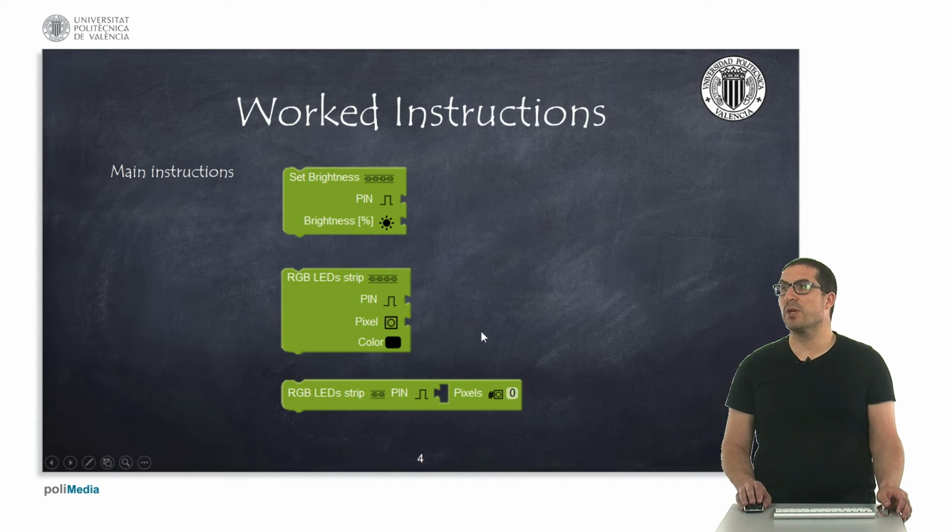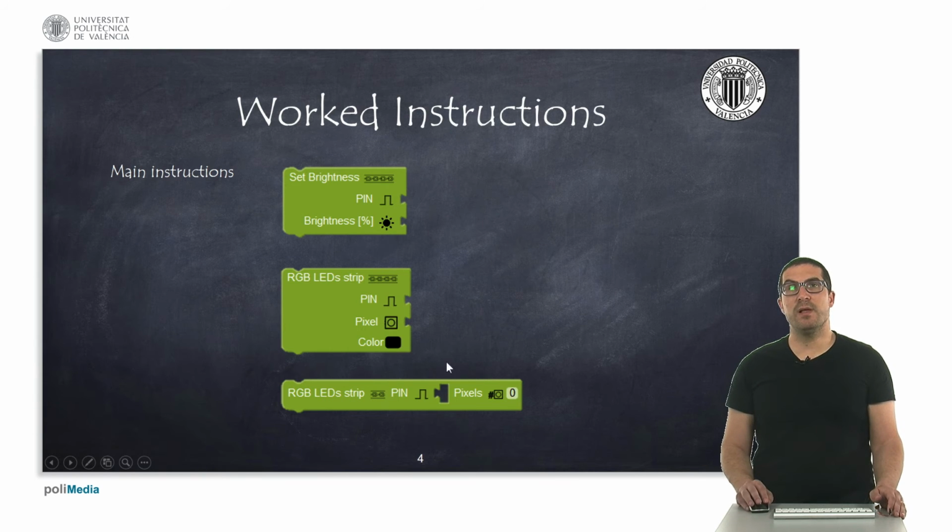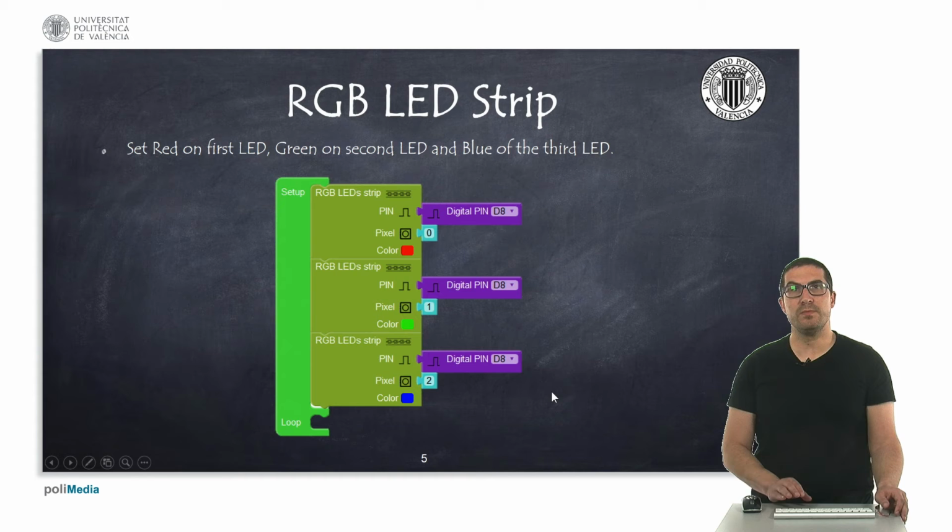And in this instruction here, what you specify is the pin where the whole strip is connected, and here you specify the number of pixels that your strip has. So it will modify, as you will see later, and a set of color fields like this one will appear, depending on the number you put here, and then you can select individually the colors for all of them together with just one single instruction.